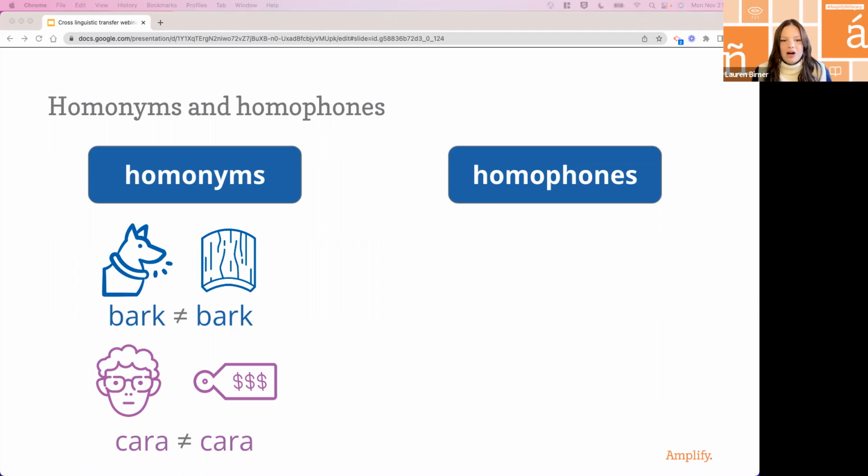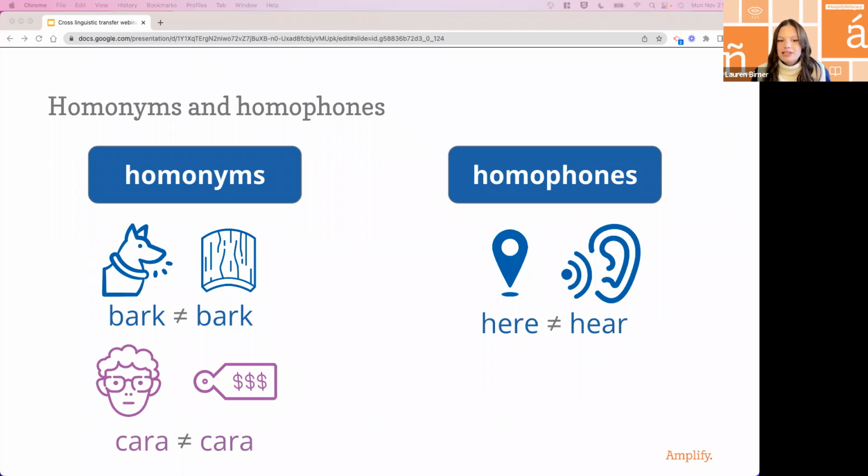We also have common homophones, which are words with the same pronunciation, but different spellings. And these are another component of language that can be challenging for language learners. So a common English example is here and here, the difference between location or actually hearing something, right, using your ears. And then in Spanish, an example would be coser or coser, right? They're spelled differently, sound exactly the same, but the meaning is very, very different.